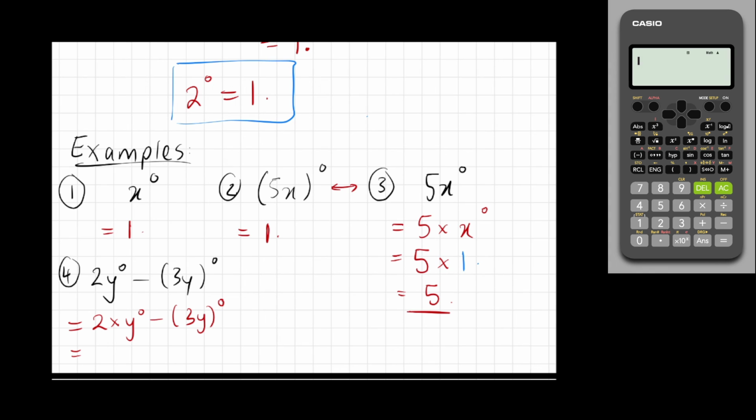So this one, well, what's y to the power of 0 equal to? Well, that's just 1. So this is the same as saying 2 times 1 minus, and then 3y all to the power of 0. Well, if everything's to the power of 0, then that's just equal to 1 there. So this is the same as 2 minus 1, just equal to 1. And that's a very long way of me saying what's 2 take away 1 equal to.